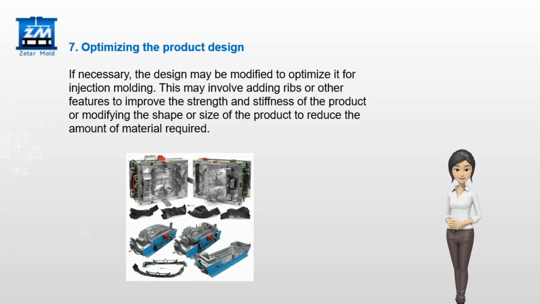Optimizing the product design. If necessary, the design may be modified to optimize it for injection molding. This may involve adding ribs or other features to improve the strength and stiffness of the product, or modifying the shape or size of the product to reduce the amount of material required.